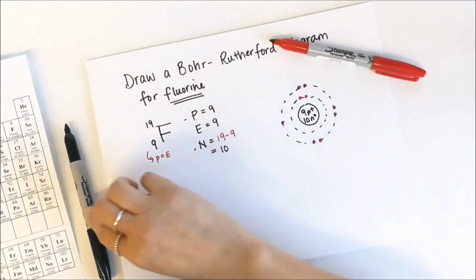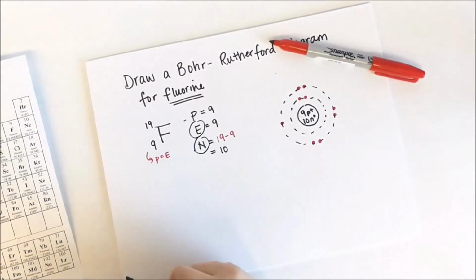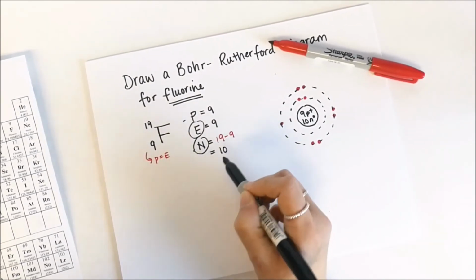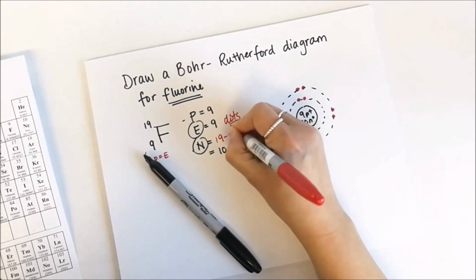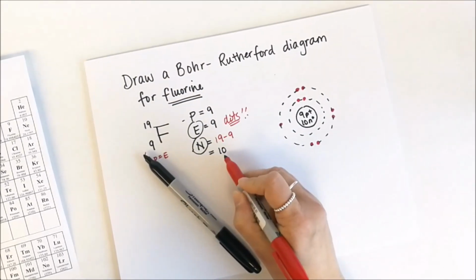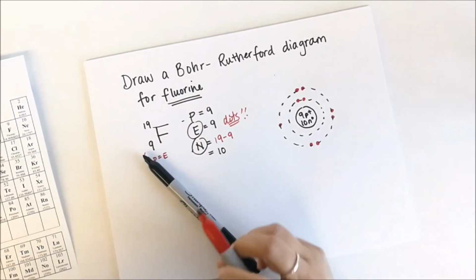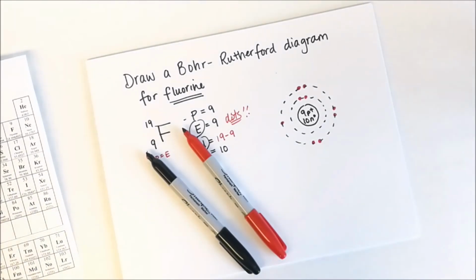A common mistake is when the number of neutrons is not the same as the number of electrons. I find that people often draw the dots as 10. Don't forget, the electrons are the ones that are the dots, okay? So don't start drawing 10 dots just because you have 10 neutrons. The 10 is inside the nucleus. That's probably one of the most common mistakes that I've noticed. But other than that, this should be fairly easy.